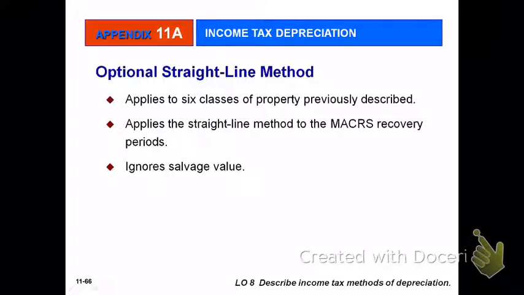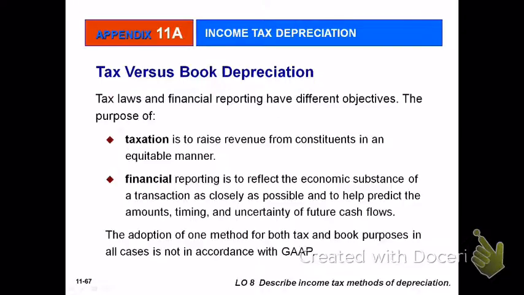You can apply straight line to the classes of property described under MACRS. Again, that would not have any salvage values, and it's going to result in an accelerated depreciation. So here's where I was talking about you have to have 2 sets of books, financial and tax.